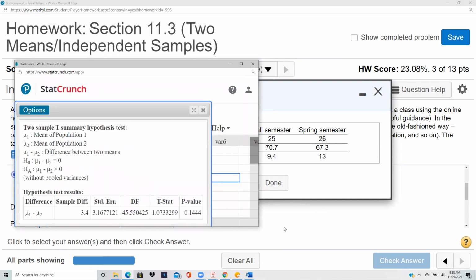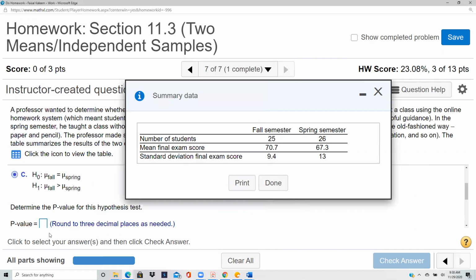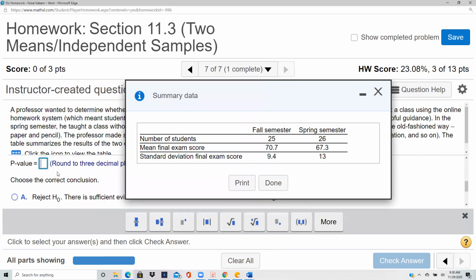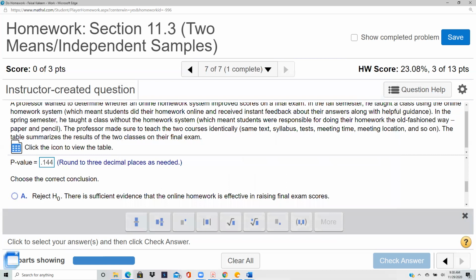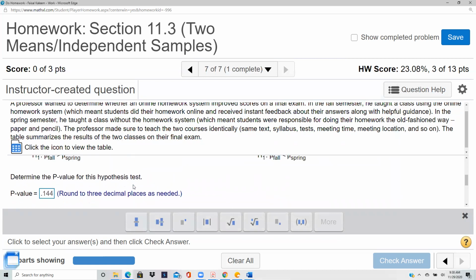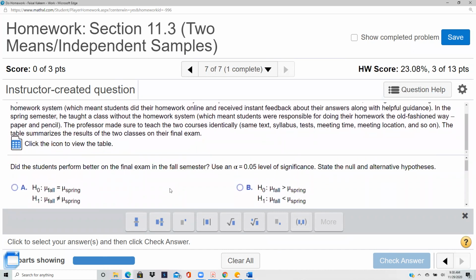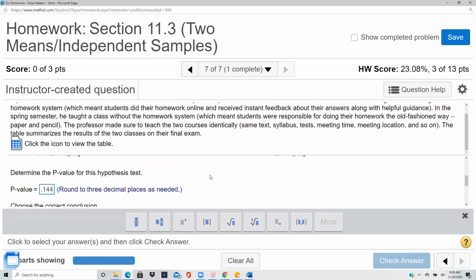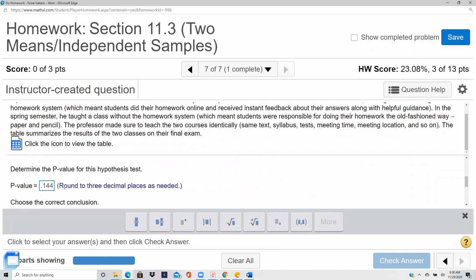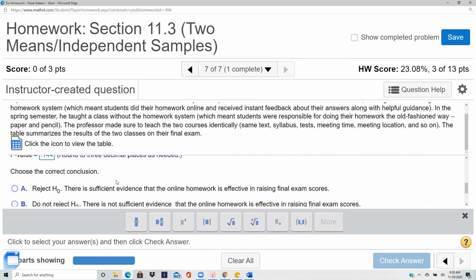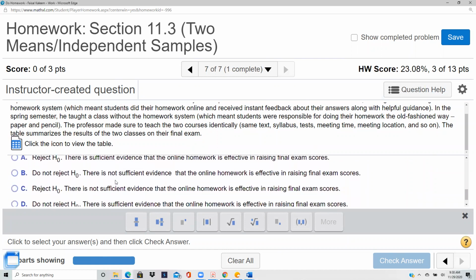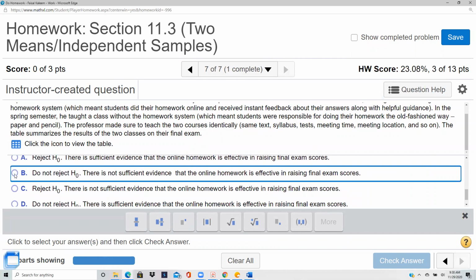Okay, 0.1444. So P is bigger than alpha because, okay, where's alpha? Okay, 0.05. And P is 0.144. So 0.14 is bigger than 0.05. So you do not reject the null. You do not have evidence.